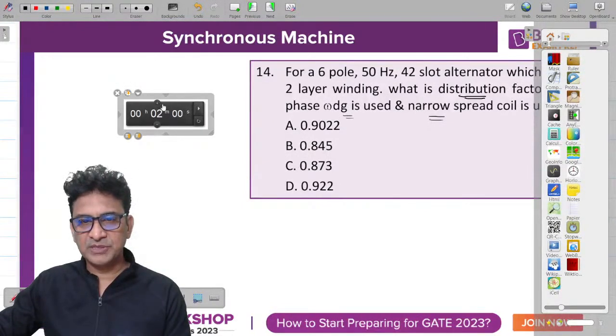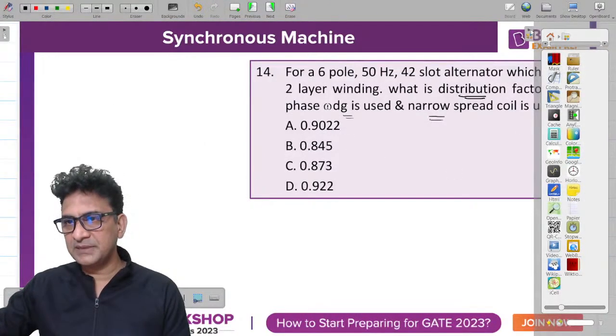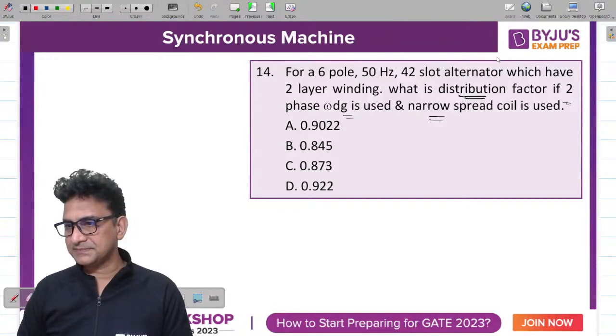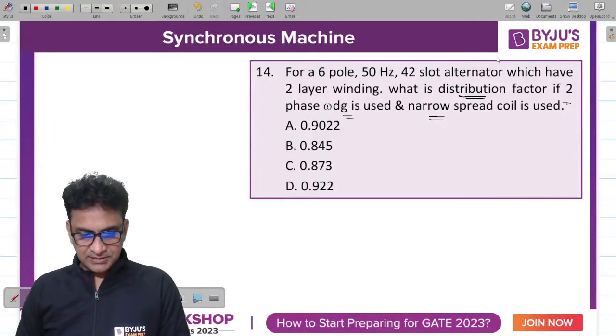Now I am giving a 2-minute time because already I have given so much time. So within 2 minutes, try to solve this question. It is the second last question.